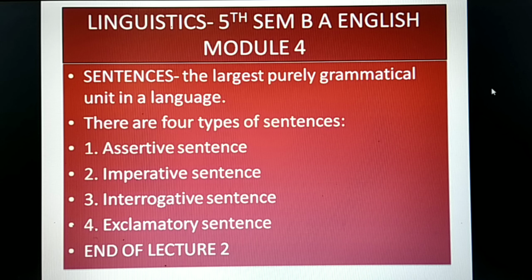Now I give you an assignment. Each of you can write down clauses, dependent clauses, independent clauses, and different examples for types of sentences. Maybe you can write 5 to 10 sentences for assertive sentence, imperative sentence, interrogative sentence, and exclamatory sentence. Therefore, of course, you become a master of all these topics.